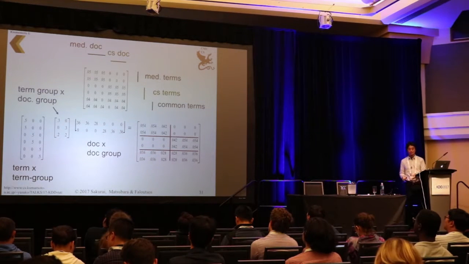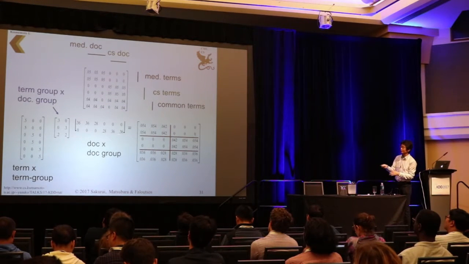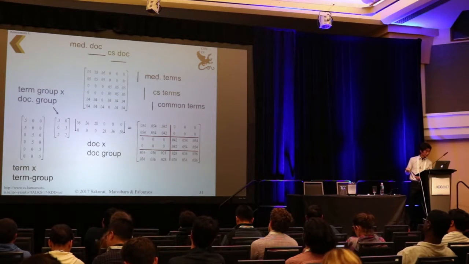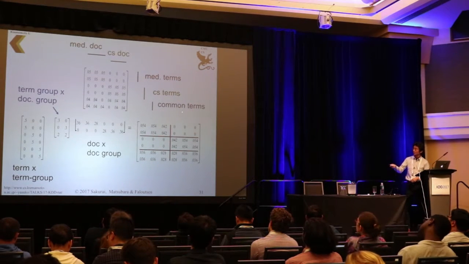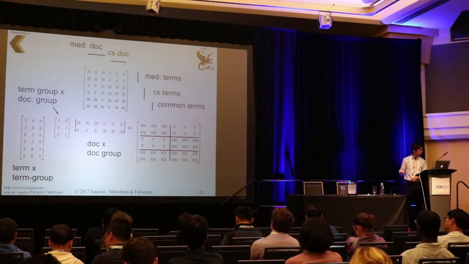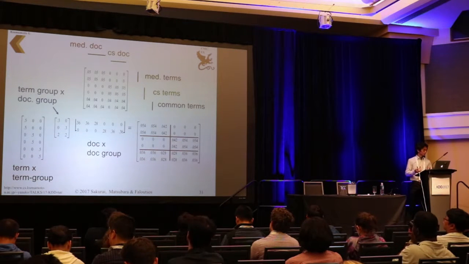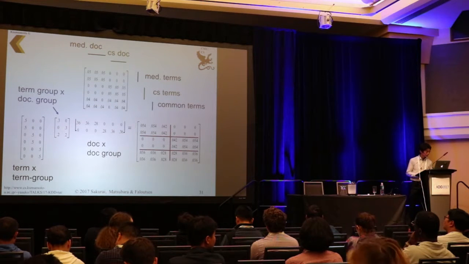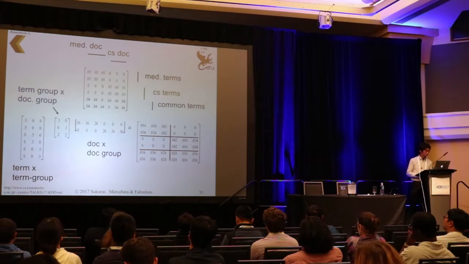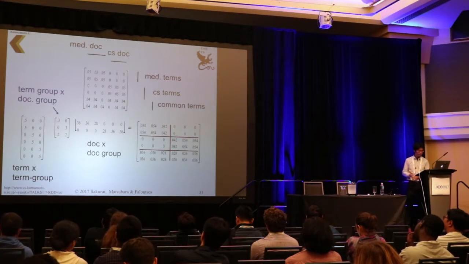So if we use a Tucker decomposition, we can get three matrices. The first one is a matrix of term and term groups, like medical terms, CS terms, and common terms. The second one is a matrix of term groups times document groups, so it shows the relationship between term groups and document groups. And the third one is a matrix of document times document groups. Document groups means medical documents and CS documents, like this.